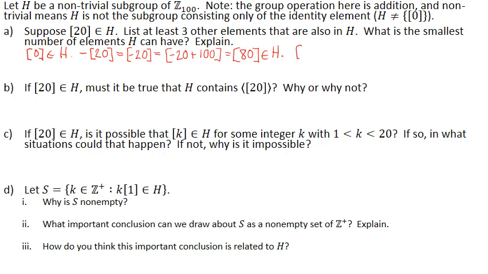So we can definitely say that [20] plus [20], that's in the group. So [40] is in the group. And same deal to get [60]. That will also be in the group because of addition. So [20] plus [20] plus [20], [60], that will be in the group.